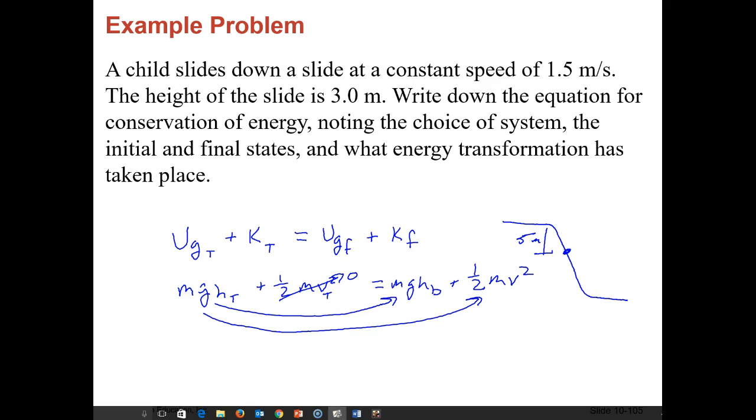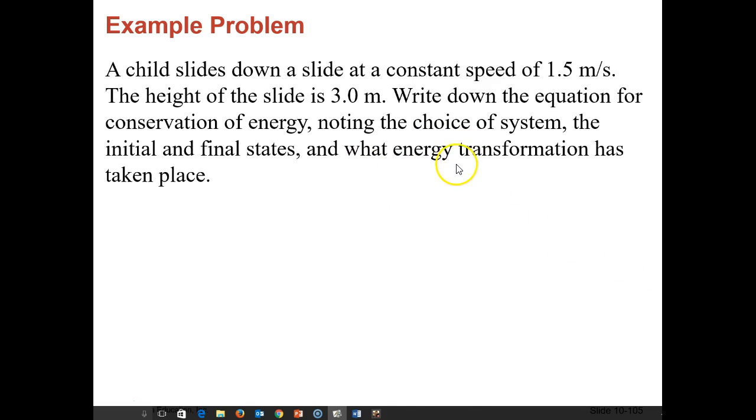The next one says a child slides down a slide at a constant speed of 1.5 meters per second. The height of the slide is 3 meters. Write down an equation for the conservation of energy, noting the choice of the system, the initial and final states, and what energy transformation has taken place. So here we've got a kid going down a slide. Our v here is constant at 1.5 meters per second.